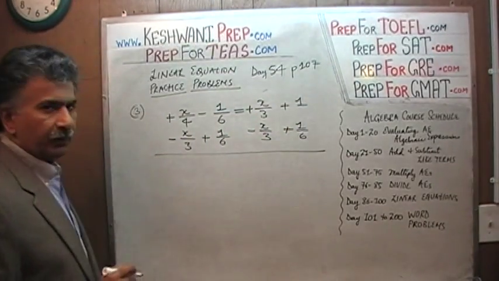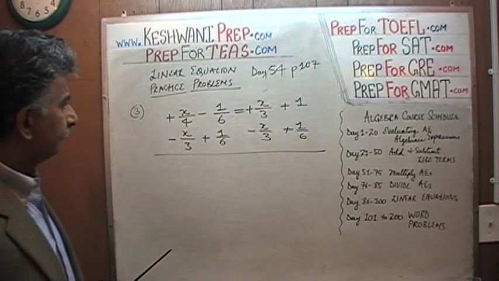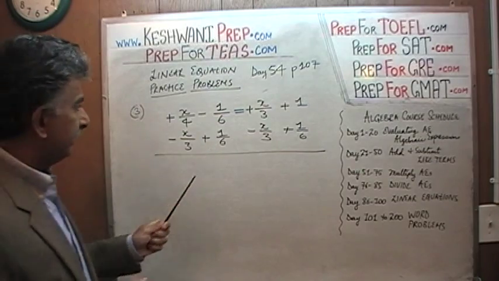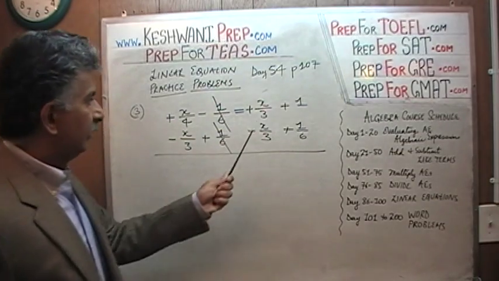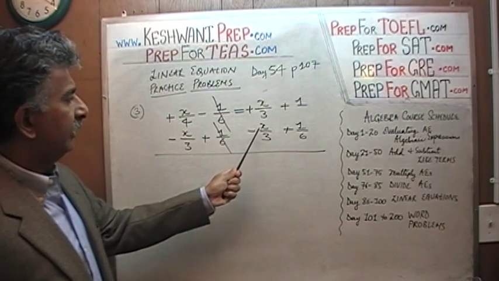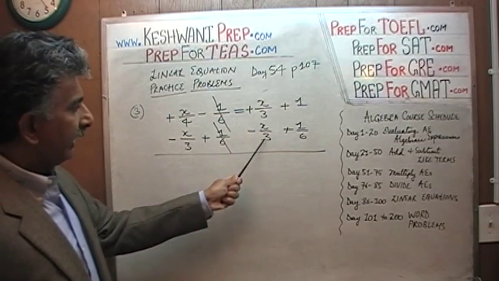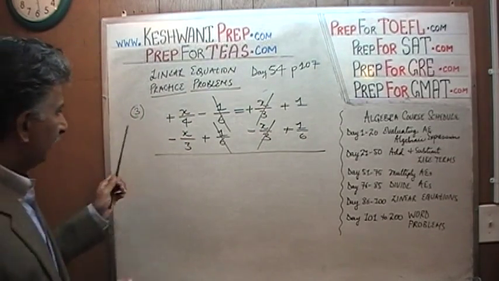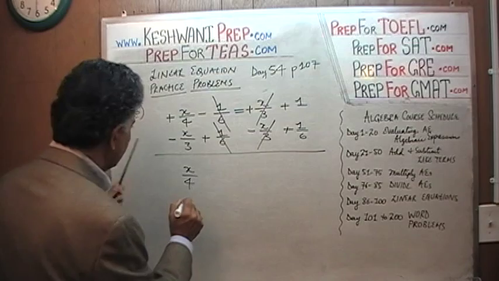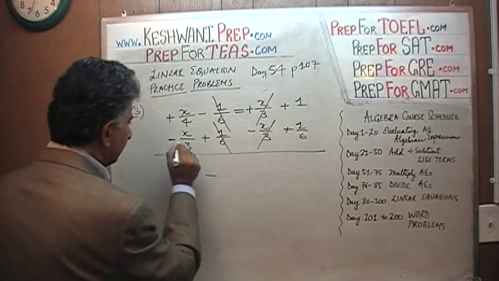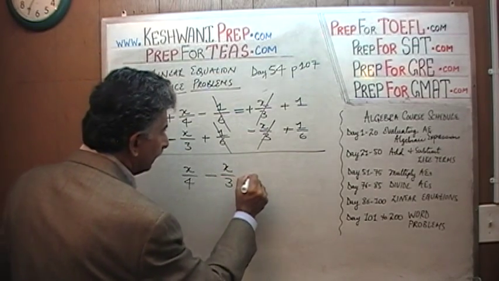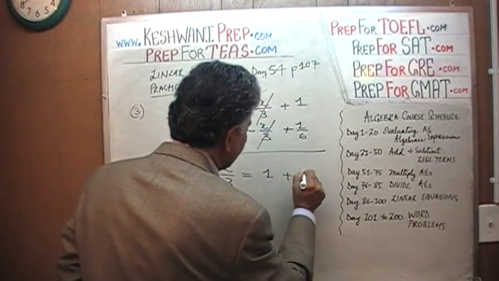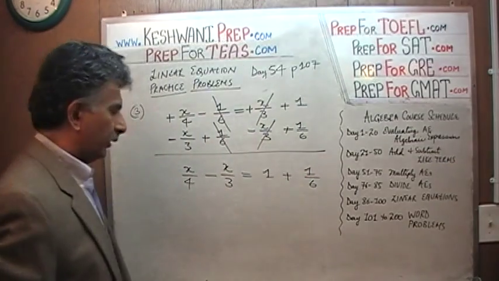Voila. What do we get then? Here we have a negative 1/6, here we have a positive 1/6, which was the whole idea. So 1/6 is cancelled out. Similarly, here we have positive x over 3, and at the bottom negative x over 3. When we add these two quantities, they cancel each other out. That was again the whole point. What we are left with is x over 4 minus x over 3 equals 1 plus 1 over 6.